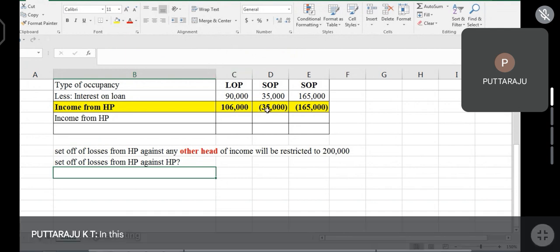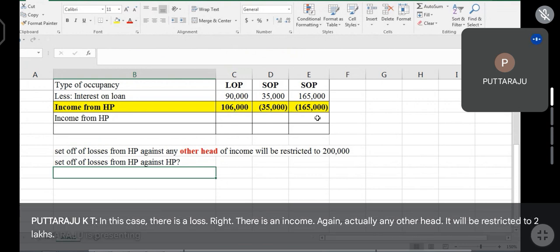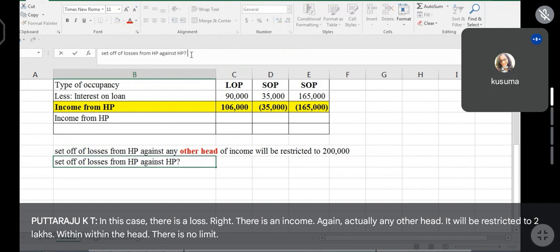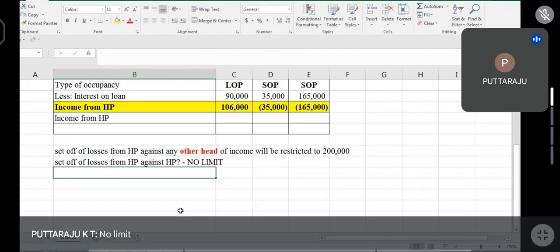In this case, there is a loss, right? There is an income. Against any other head, it will be restricted to 2 lakhs. Within the head, there is no limit. No limit within the head.